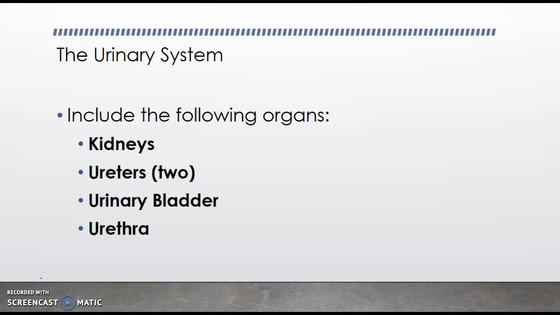So the urinary system contains just a few organs. We have the kidneys, which you have two of. You have two ureters, which are the tubes that enter and exit the kidneys and bring urine to the urinary bladder. And then from the urinary bladder, we have the urethra, which allows us to expel waste outside of the body.